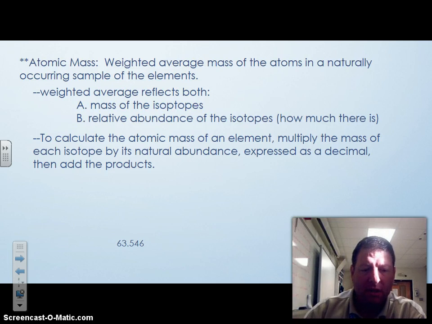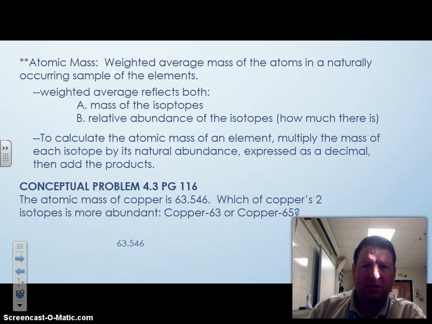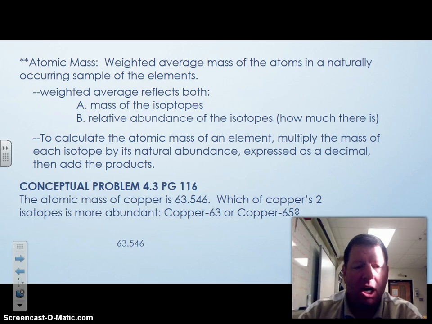Okay? Let's take a look at this conceptual problem just to give you an idea of how it's going to work. There's no math in this conceptual problem. There's just some estimating. All right? Our atomic mass of copper is 63.546 AMUs. Which of copper's 2 isotopes is the most abundant? Copper 63 or copper 65?